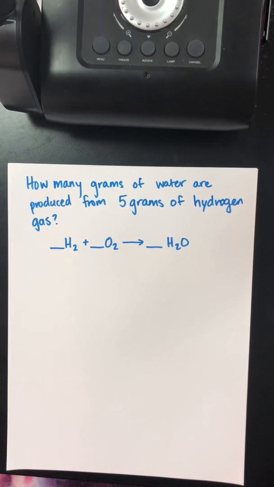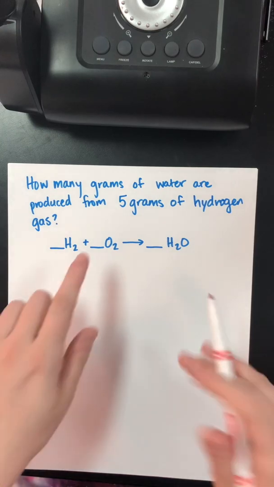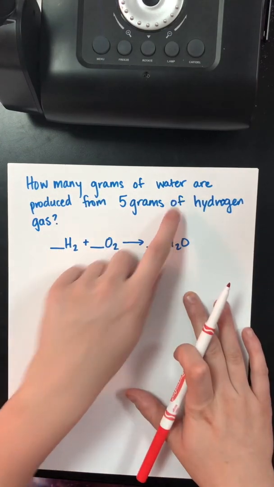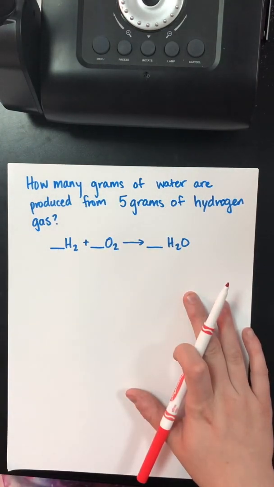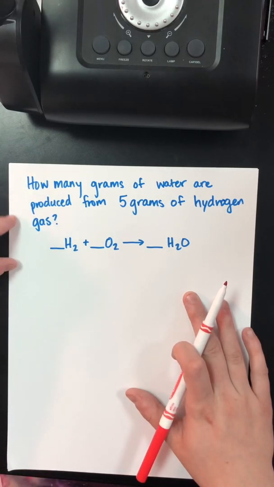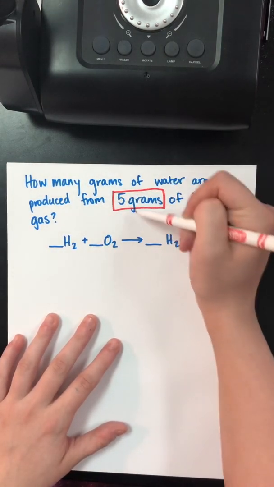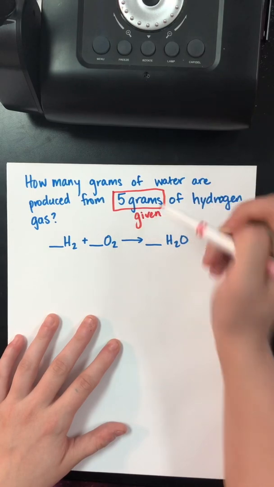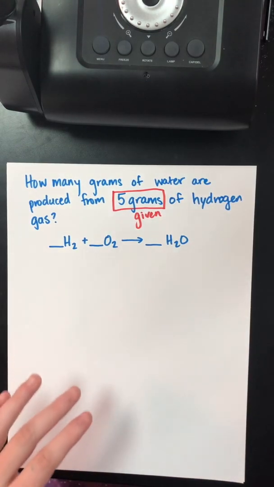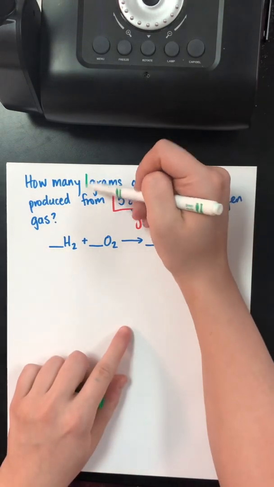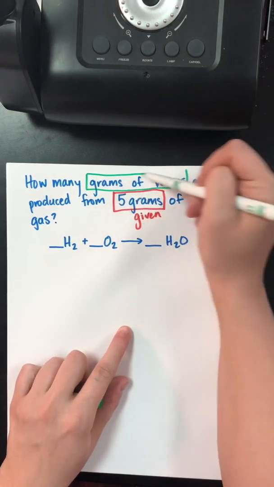Today we'll learn how to solve a stoichiometry problem when the problem asks you to convert from grams of one substance to grams of another. In this problem, we have: how many grams of water are produced from 5 grams of hydrogen gas. The 5 grams of hydrogen gas is our given, and the unknown that we need to find out in this problem is how many grams of water are produced.